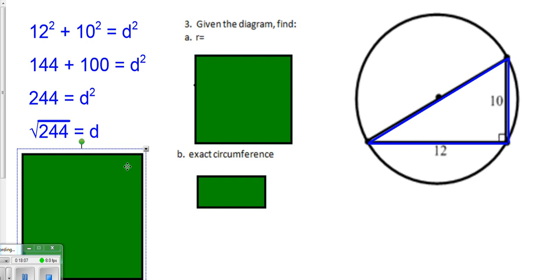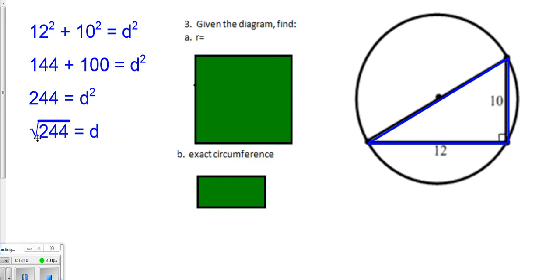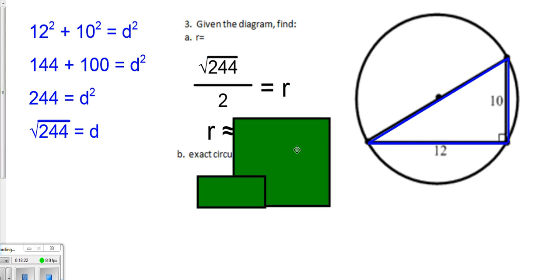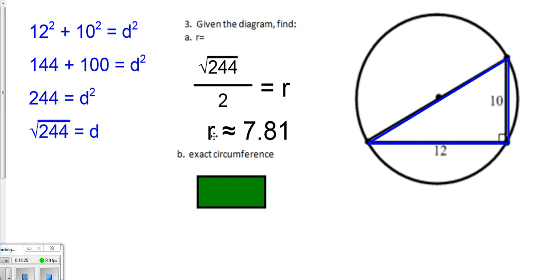Take the square root of both sides and we get that the diameter has to be the square root of 244. Again, we can't necessarily simplify that. That is an exact answer, so we'll leave it as the square root of 244. And we'll write in that the radius is going to be half of that, or the square root of 244 over 2. That would be our radius. And if we actually plug that into a calculator, then it would say that the radius is about 7.81. So that's just this distance here to here is about 7.81.